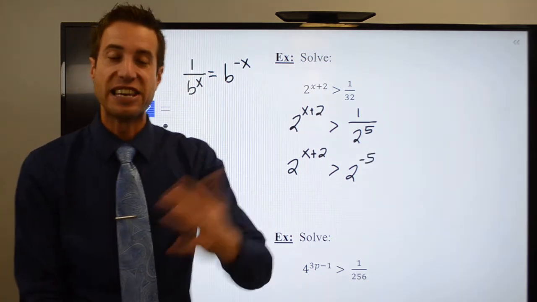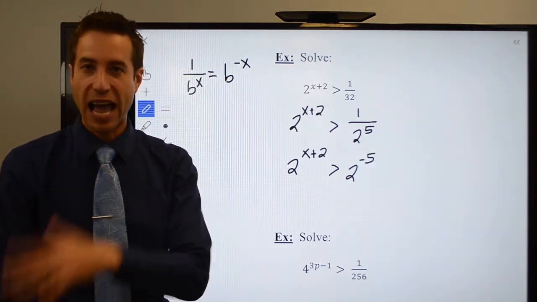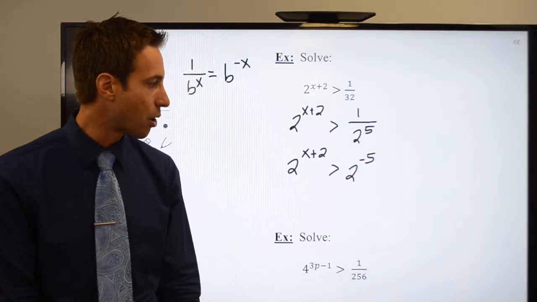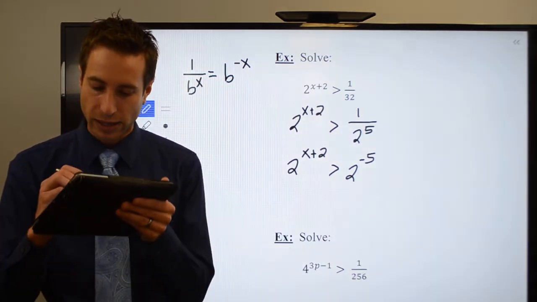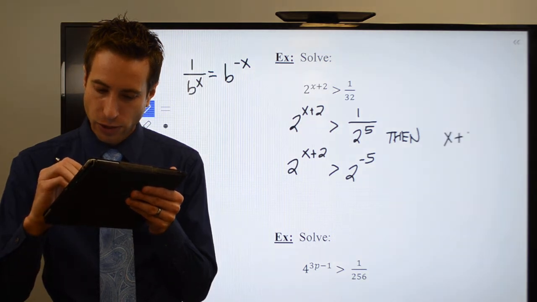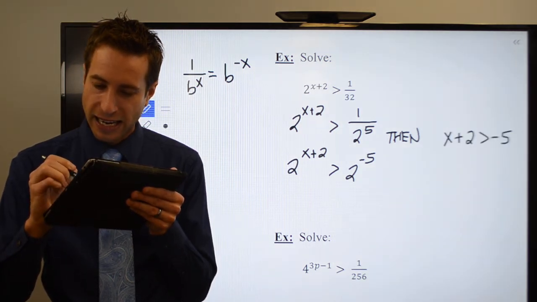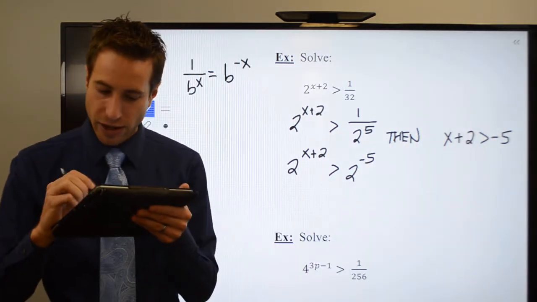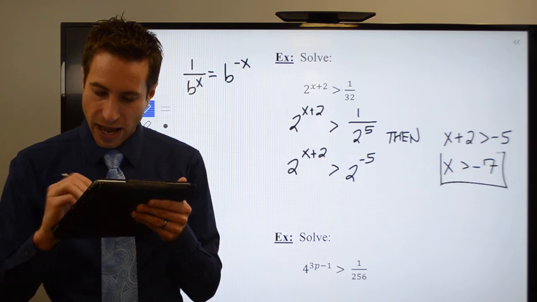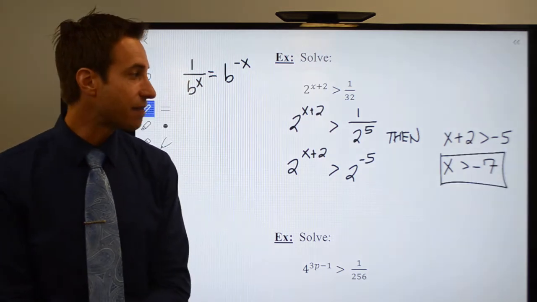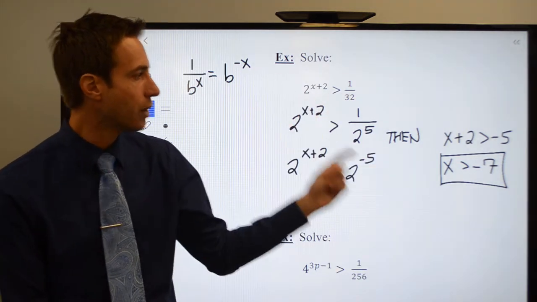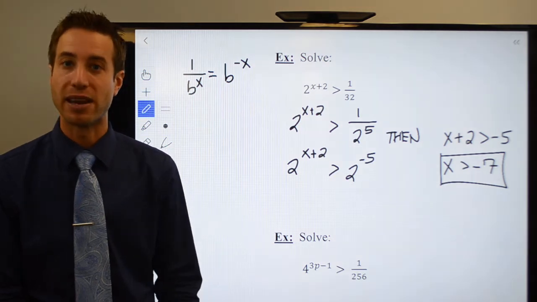And there we go. Now it looks just like all of the other exponential equation problems we've done. My bases are the same. I've got my exponents, so I'll just simply set up my inequality with the exponents. X plus 2 is greater than negative 5. Subtract the 2 to the other side, and x is greater than negative 7. I didn't multiply or divide by a negative number, so I don't flip the inequality. I just leave it like that. And this inequality will be true as long as x is a number bigger than negative 7.